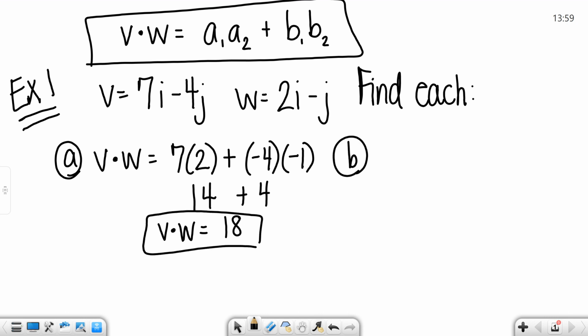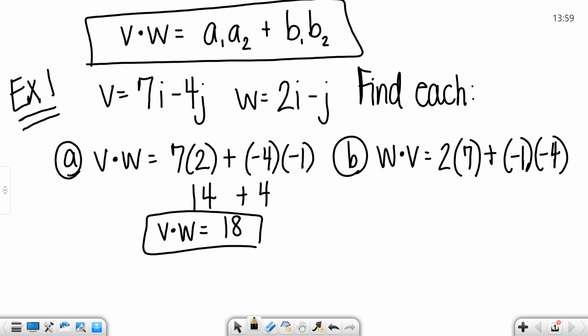All right. If I ask you to do W dot V, let's see if we get the same thing. My first A value would be 2, and then the A value in V would be 7, plus negative 1 times negative 4. It doesn't matter the order you write them, because it's saying W dot V. And we get 14 plus 4, so we do still end up with the same solution.